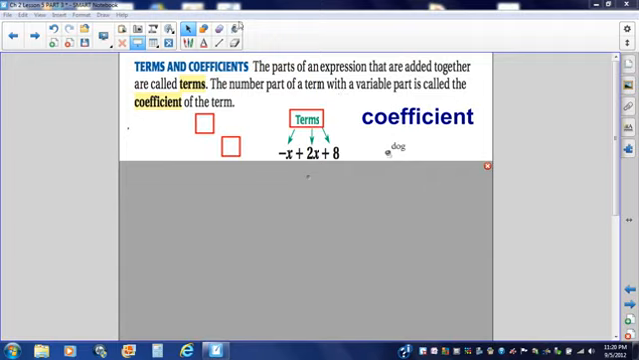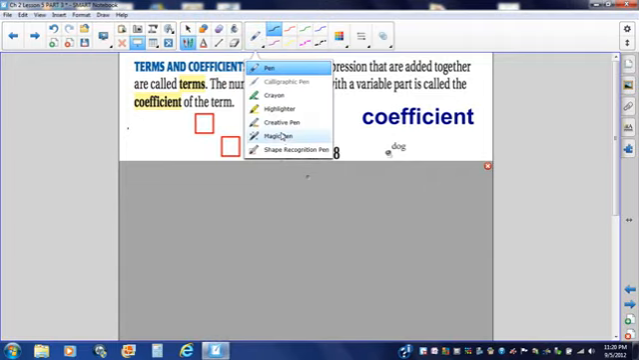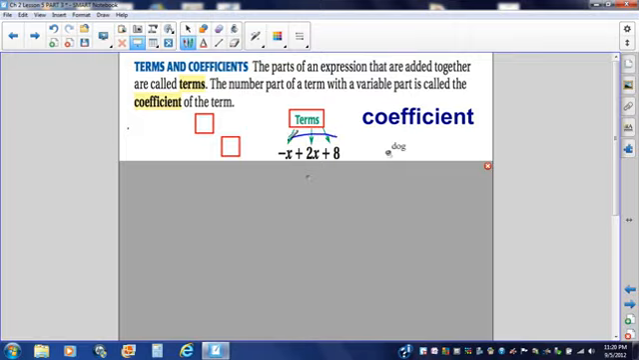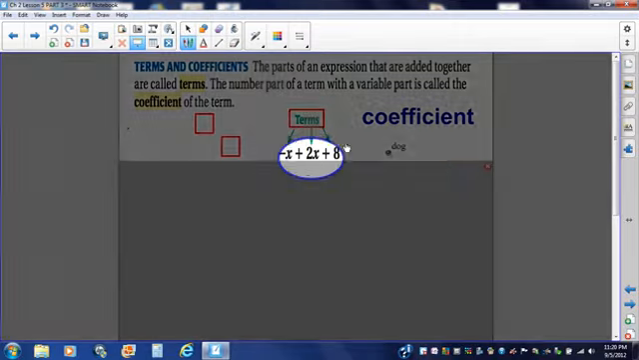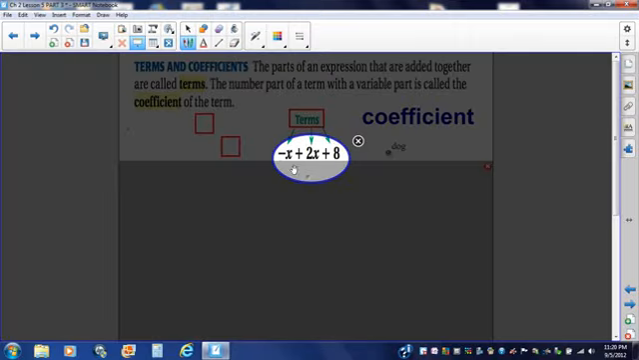Alrighty guys, if you would, please take a moment to write down the expression. Please write down the expression negative x plus 2x plus 8 in your spiral. Notice that this is not an equation because there is no equal sign. This is an expression.